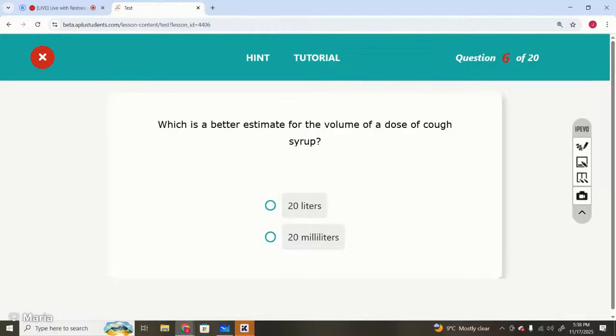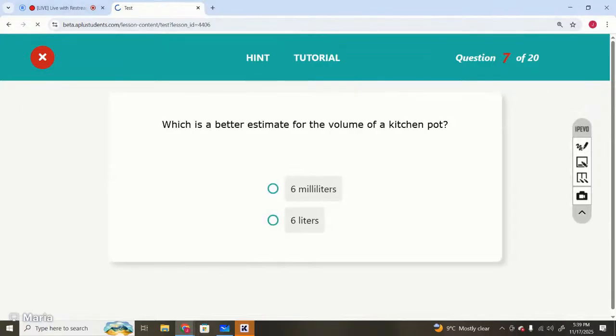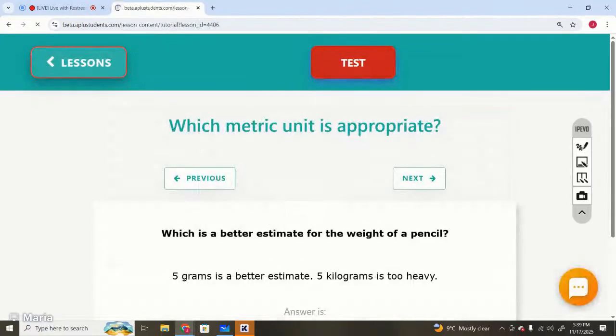Which is the better estimate for the volume of a dose of cough syrup? That is 20 milliliters. Option number 2 is the correct option. Okay, you can complete the lesson by yourself later today.